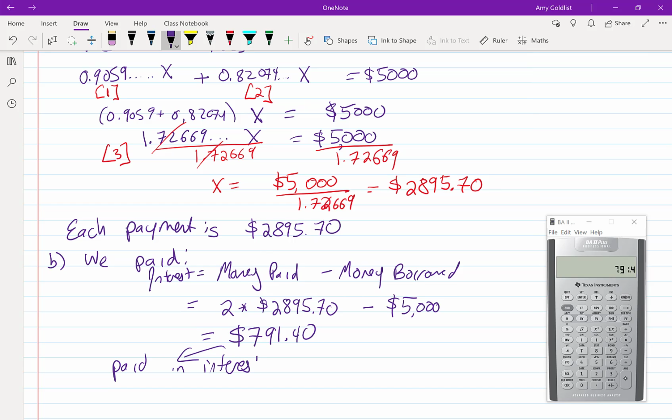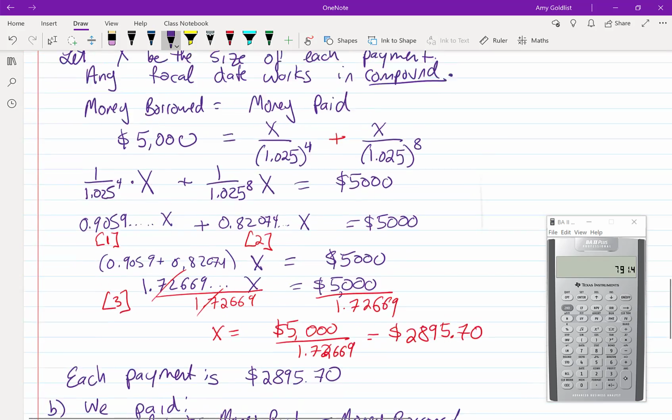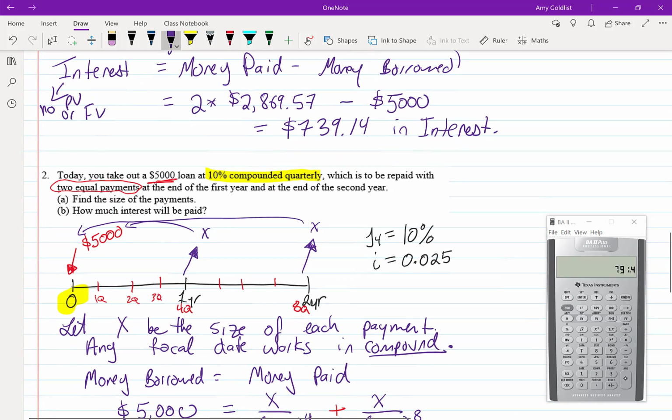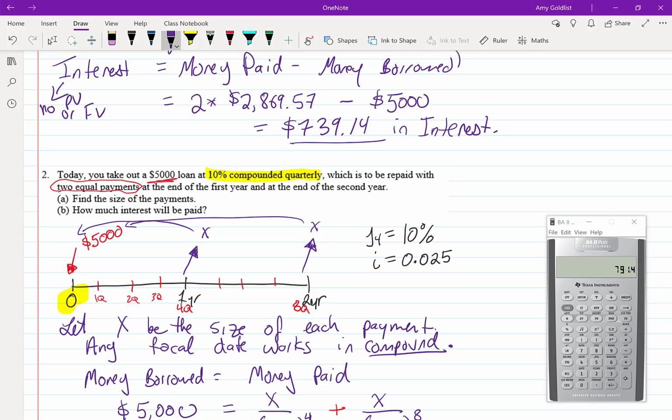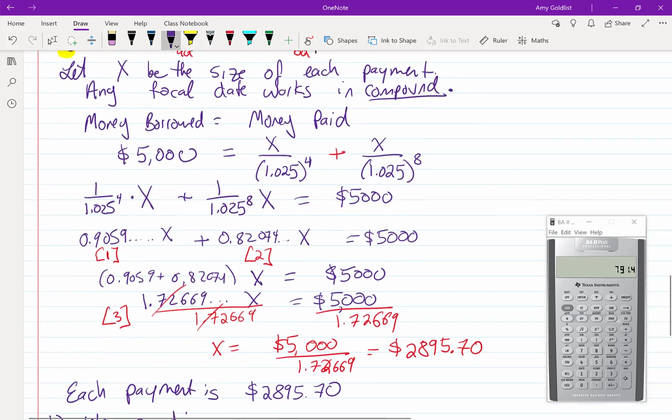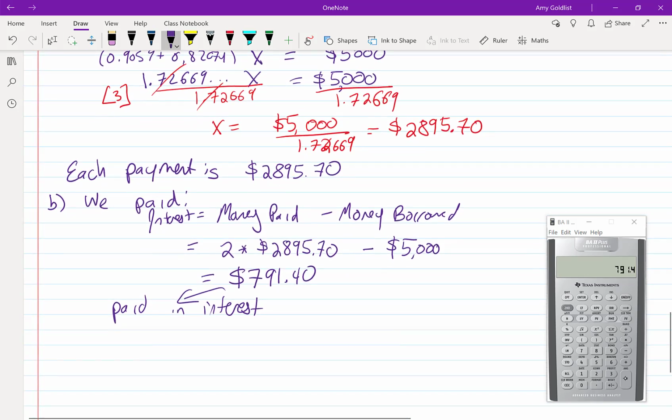That's not dramatically different than before, but if I scroll up to question 1, we paid $739, so that's a lot more. In general, that's going to be true. The longer a time period we invest for, the less we're going to pay in interest charges with simple and the more interest in compound. If we're investing the money, compound is going to be better in the long term because we end up with more money.